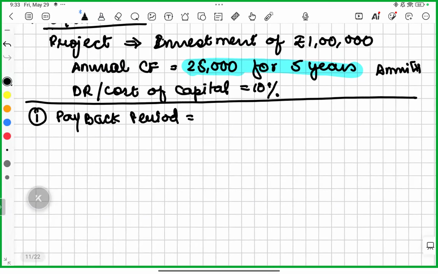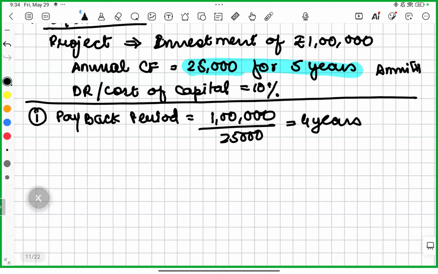Find out payback period when cash flows are the same. Here you don't have to do a long calculation actually. So you invested 1 lakh and you get 25,000 every year. So what will be your payback period? It will be simply 1 lakh divided by 25,000. You recover 1 lakh in 4 years. It is logical.